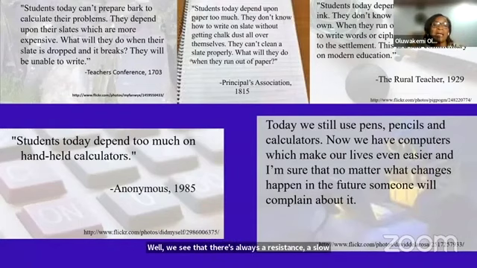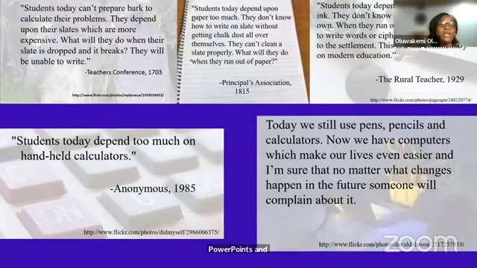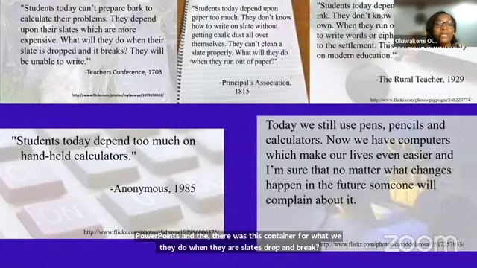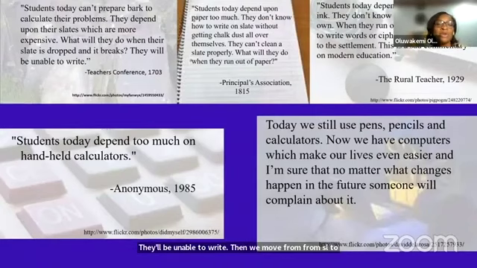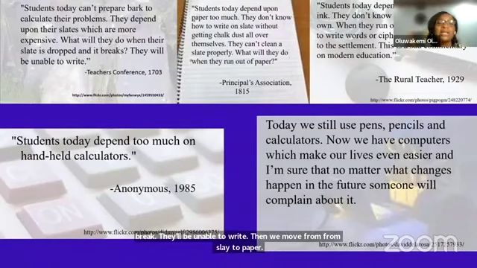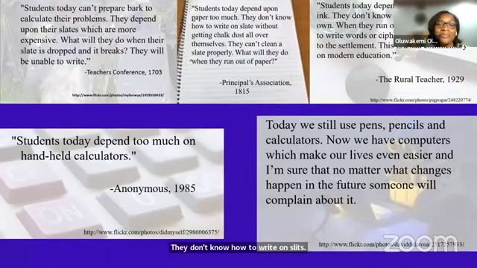The screenshots on this page show resistance to some of the changes that happened. When people moved away from writing on slates and started using paper, there was this complaint of, well, what would they do when their slates drop and break? They'll be unable to write. Then we moved from slate to paper, and it was, oh, today's students are dependent on paper too much. They don't know how to write on slates. I'm sure this sounds familiar with the kind of complaints we're making today.